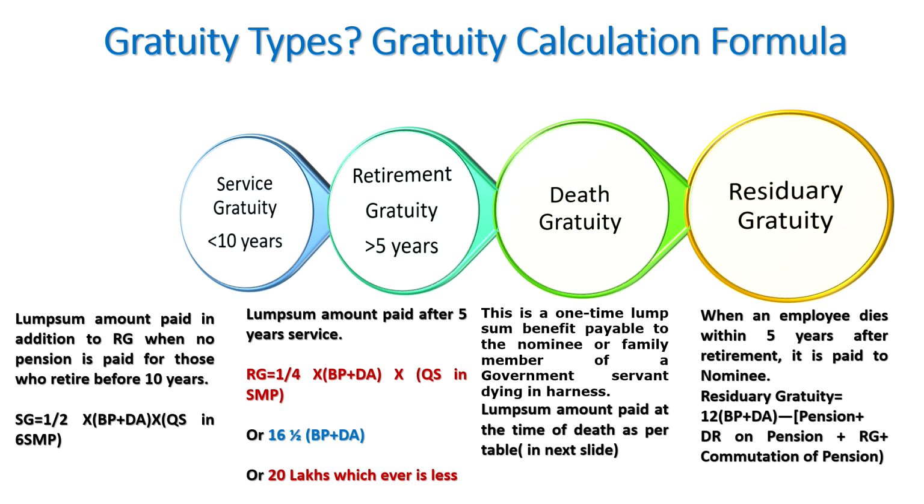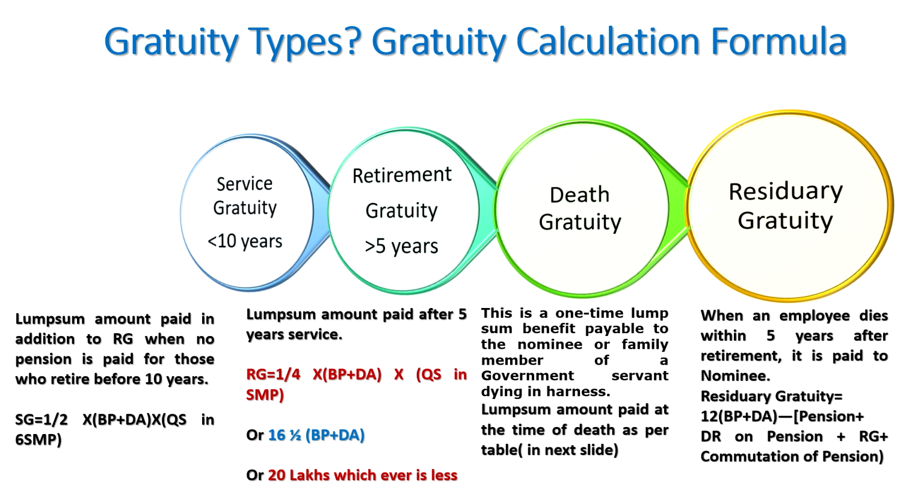And there is an element of residuary gratuity also. That is when an employee dies within 5 years after retirement. After retirement, if the employee dies within 5 years, then a certain amount is paid to the nominee as a residuary gratuity subject to certain conditions. What is that residuary gratuity? If the pension plus DR on pension plus retirement gratuity or combination of pension is less than the 12 times of the basic pay plus DA, then the remaining amount will be paid as residuary gratuity.